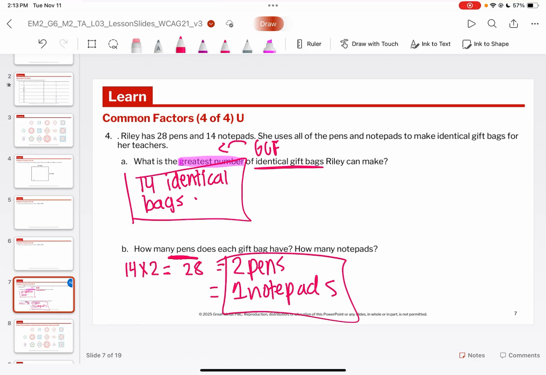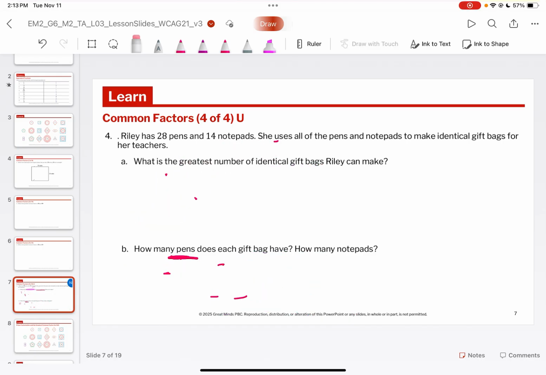Okay, listen up. This is one strategy we can use to find factors by listing them out. Raise your hand if that's what you did. You listed all your factors and you found which ones are the same. That is one strategy. I'm going to show you one more strategy that we can use, okay? Remember, do you have to use a specific one? No. Do whatever one your brain prefers. Okay.